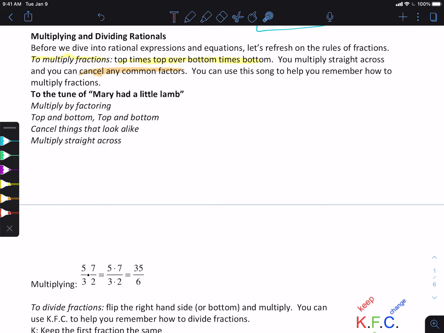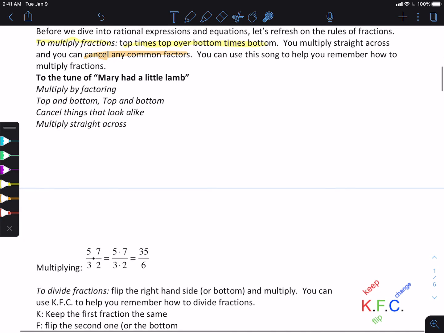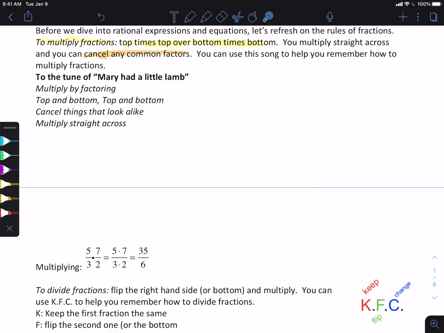So there's a little song that you can sing to help you remember this. It goes to Mary Had a Little Lamb. So it goes, multiply by factoring, top and bottom, cancel things that look alike, multiply straight across. Okay? So that can help you remember what you're supposed to do with multiplying.